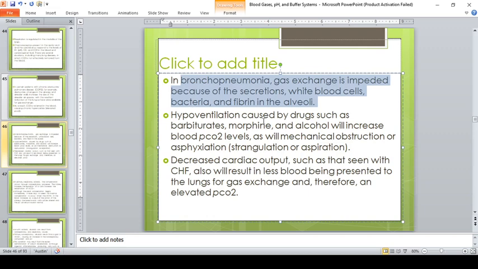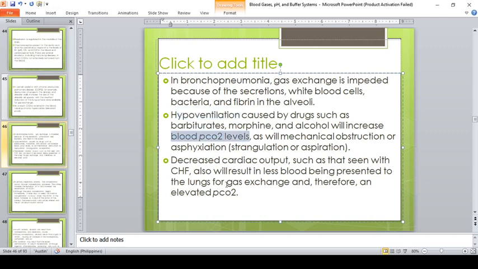resulting to respiratory acidosis. Hypoventilation caused by drugs such as barbiturates, morphine, and alcohol will also increase blood PCO2 levels, as well as mechanical obstruction or asphyxiation. So kapag may sinakal, strangulation, that can also lead to hypoventilation kasi hindi ka na nga makakahinga. Diba? So if you cannot breathe properly, there's hypoventilation, decrease in breathing. So the elimination of carbon dioxide is impeded. So anong mangyayari? Mag-i-increase yung blood PCO2 level. So, guys, I hope nagigets nyo yun.